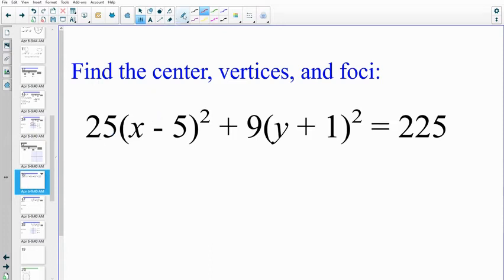And so I guess, I don't know if it's really a trick, but I'm going to call it maybe a technique instead, is to look over here. This needs to be equal to 1. And so if it's equal to anything other than 1, let's just divide by that. Let's just divide everything by 225.